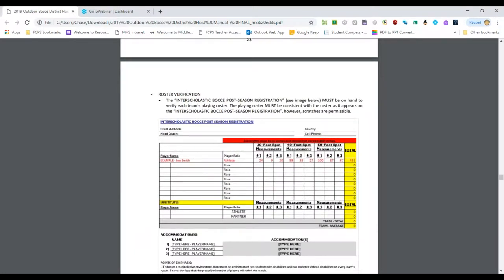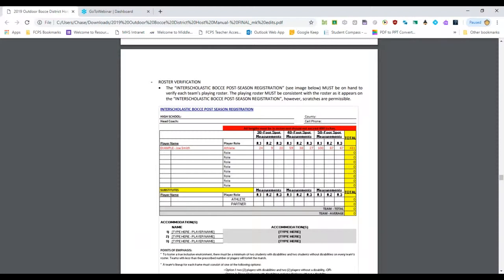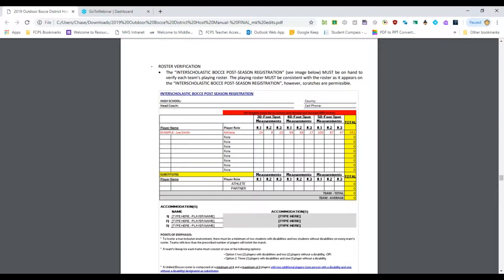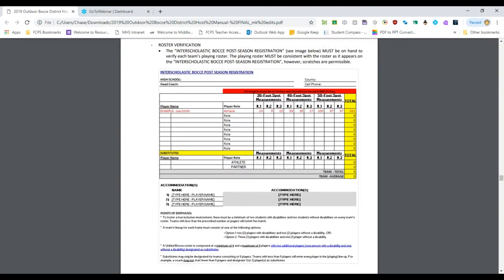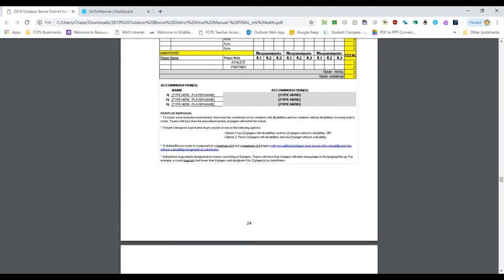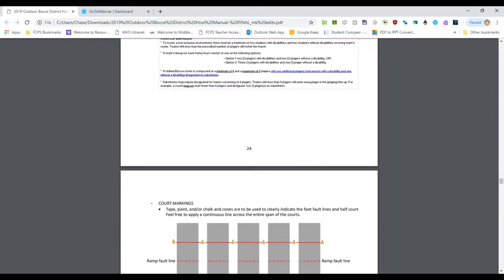Your post-registration sheets will be your roster verification. So be sure that you have these on site. I'm currently reviewing these right now, about halfway done doing them, just for any kind of errors, and Kara will be emailing you guys for any errors or omissions that we're finding.